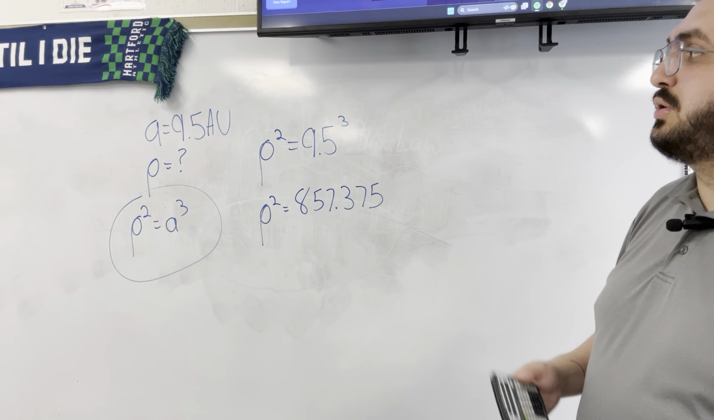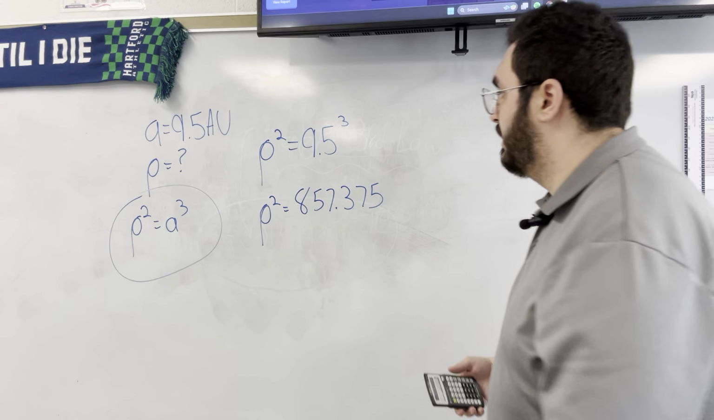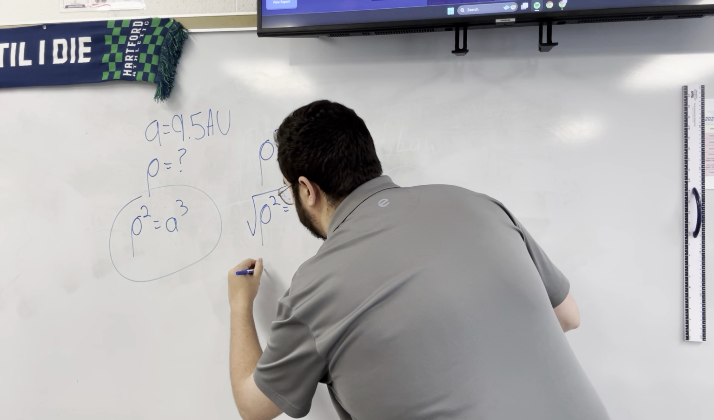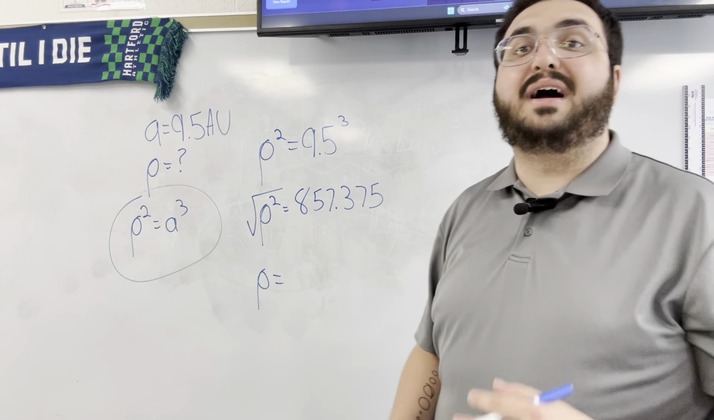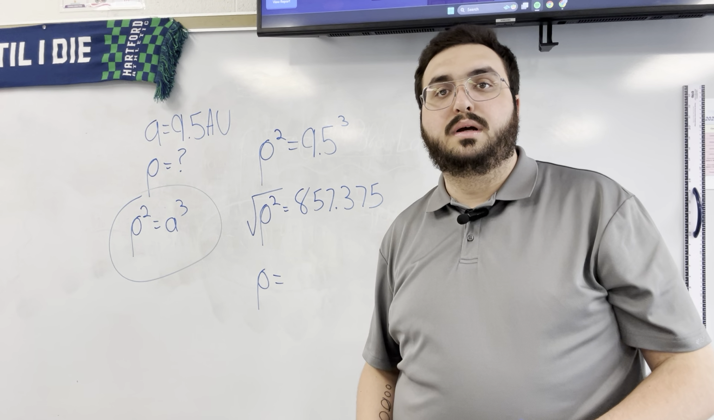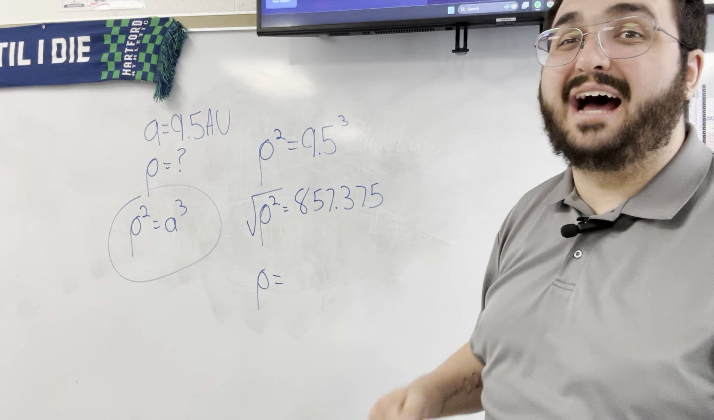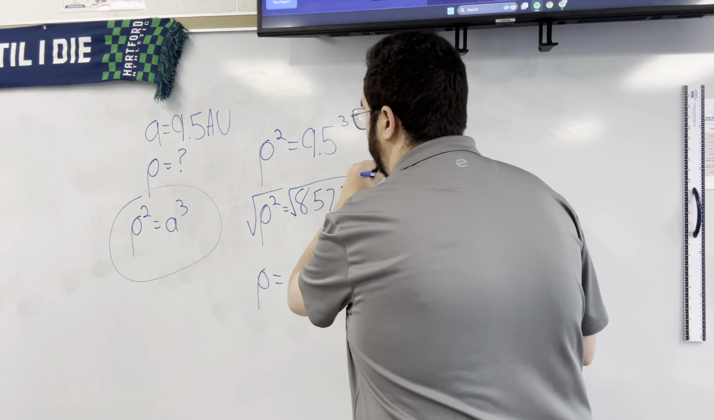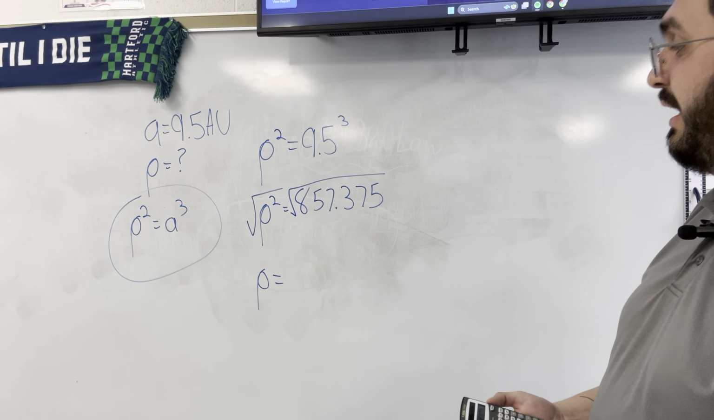Similar to squaring something, taking a square root is the exact opposite of it. So, if I take the square root of P squared, I'll be left with just P, which is what I want. That's what my final answer is going to be. However, anything I do to one side of my equation, I have to do to both sides. So I'm also going to take the square root of 857.375.